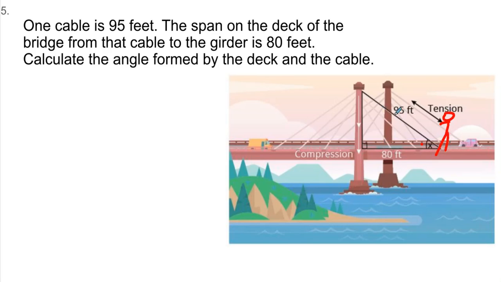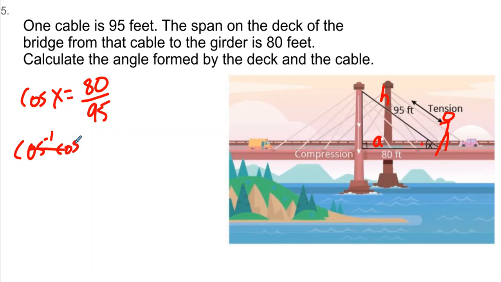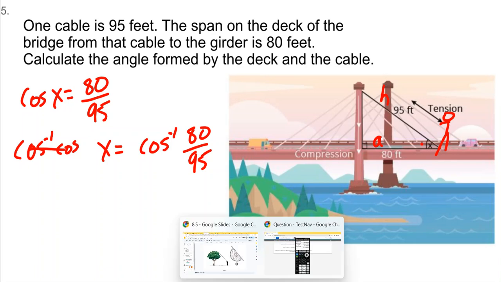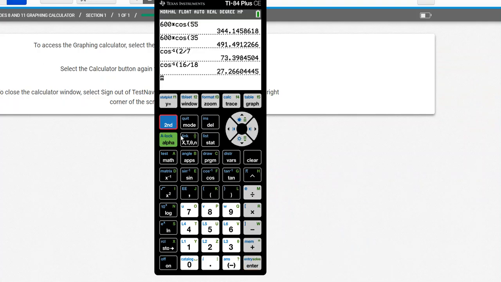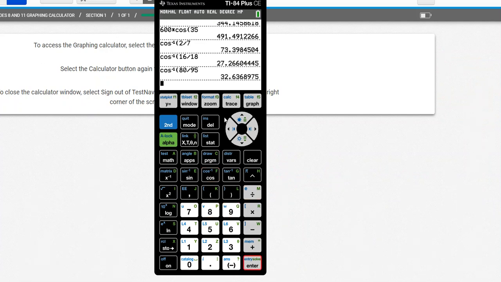If I'm standing here, this is hypotenuse, this is adjacent, so it's going to be the cosine of unknown angle x equals 80 over 95. Inverse cosine both sides. Those cancel, so x equals inverse cosine of 80 over 95. I'm going to go to my calculator. Inverse cosine of 80 divided by 95, and I get 32.6 degrees.